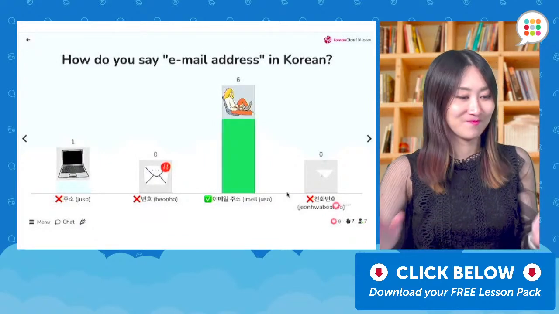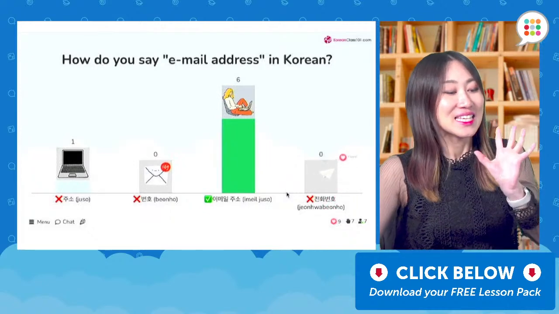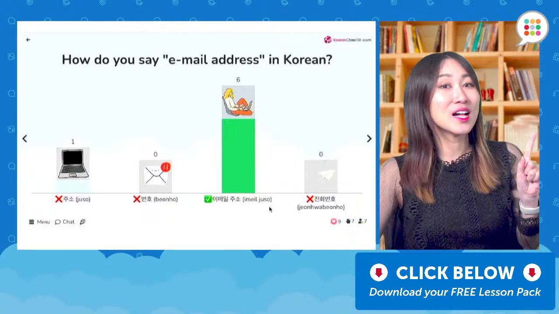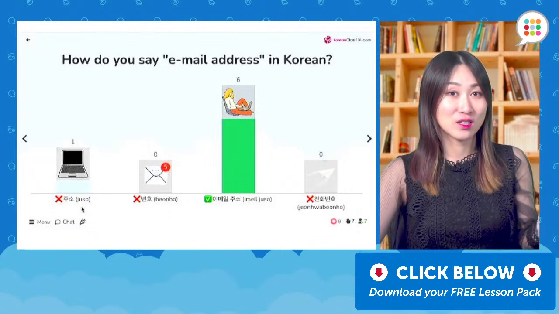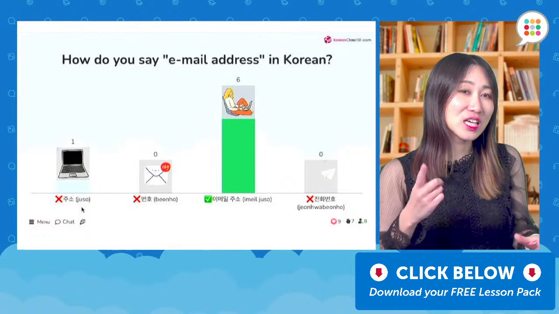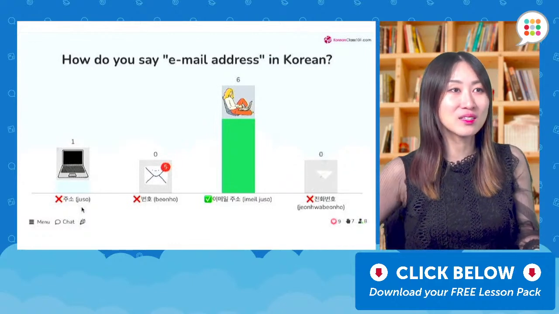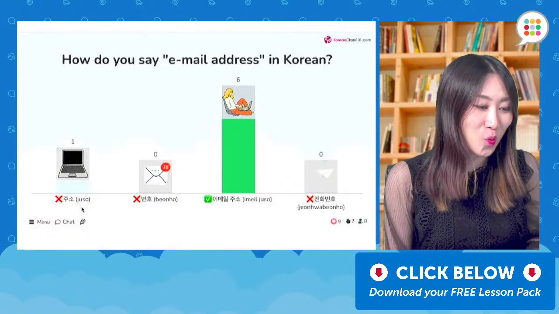Okay, very good. So yes, 이메일 주소 means email address. And 주소 just means the address. And if you usually say 주소 only, a lot of people think this is home address.